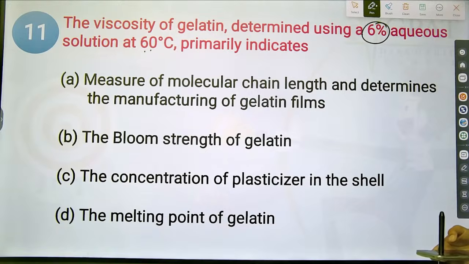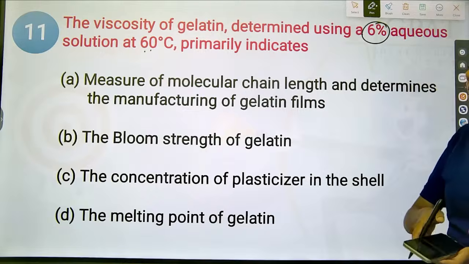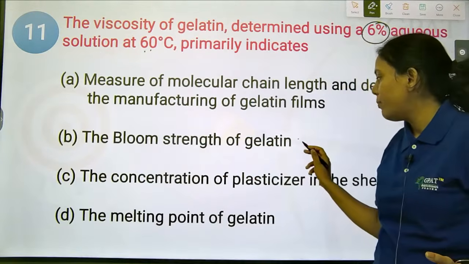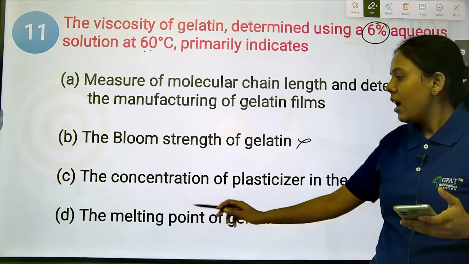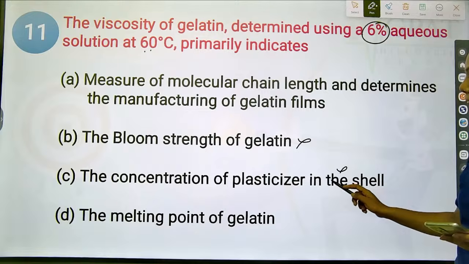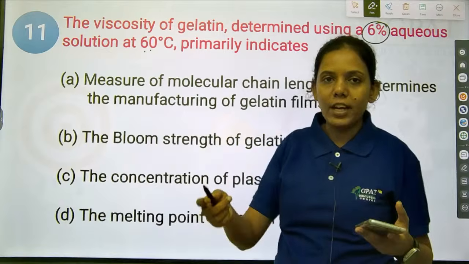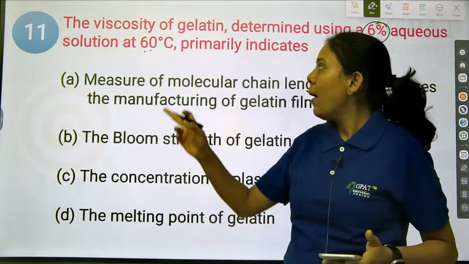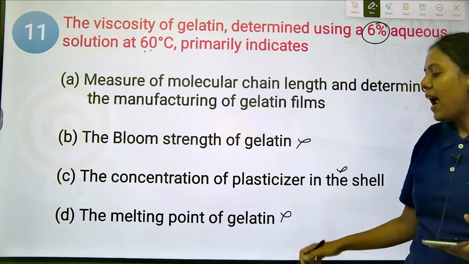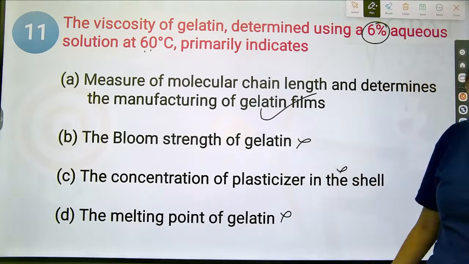Now identify the correct statement. Measure of molecular chain length and determines the manufacturing of gelatin. Option B is the Bloom strength. How are the viscosity and the Bloom strength related? No, Bloom strength is another specification, viscosity is another. The concentration of plasticizer in the shell, it is not about the plasticizer. Plasticizer will give you either soft or hard gelatin, right? Increasing the concentration of plasticizer will give you soft gelatin, but it is not related to the viscosity. And the melting point of gelatin is not dependent on viscosity. So option A is the right answer.